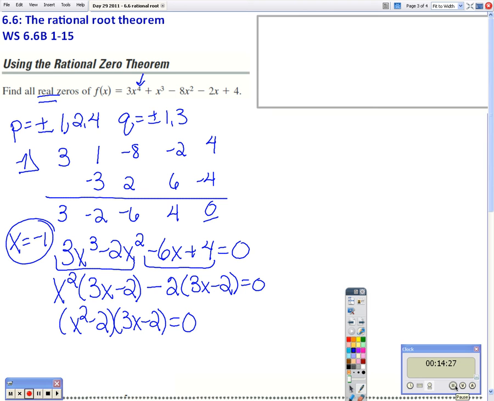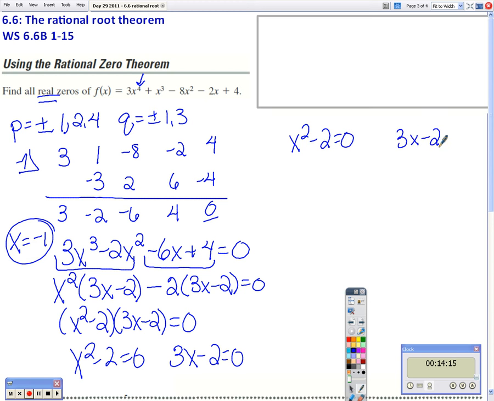So then x squared minus 2 equals 0, and 3x minus 2 equals 0. I'm going to solve them up here. This one's quick and easy to start. X is 2/3. So now, so far, I have two rational answers. 2/3, it can be written as a fraction, and -1, that's another rational number.